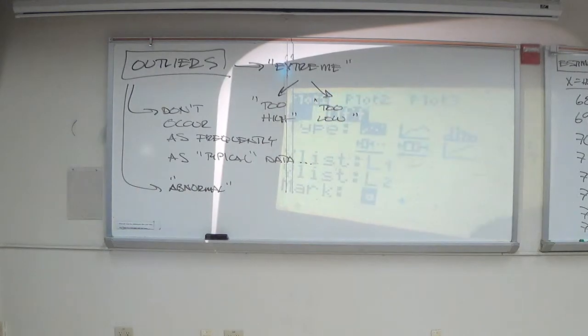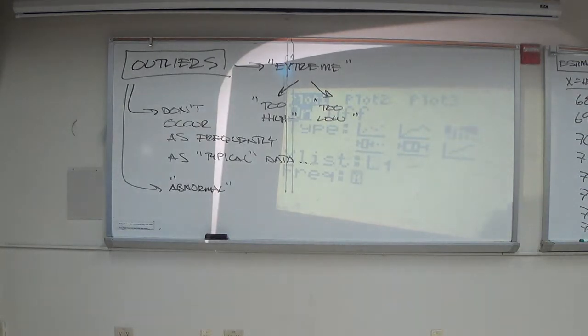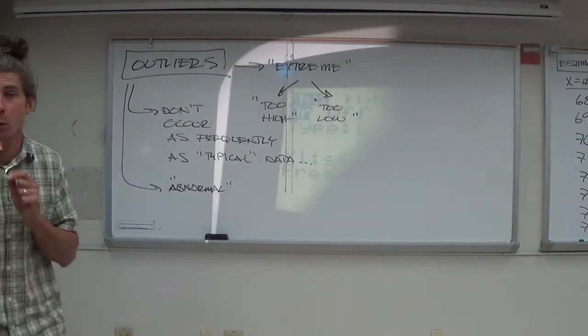So plot 1, let's turn it on. Make the type be a histogram. Good so far? This is wrong though, yes? Yes. Because I don't want L11, I want L1, L2. I've got to make sure I have L1, L2. Why is it important to have L1, L2 right now?